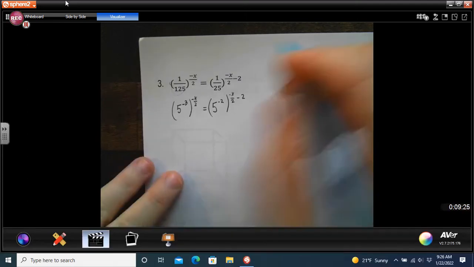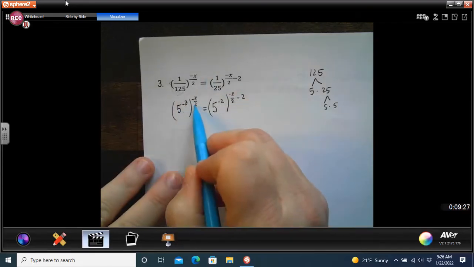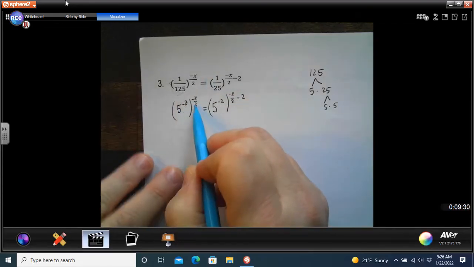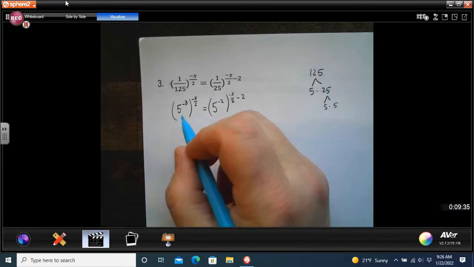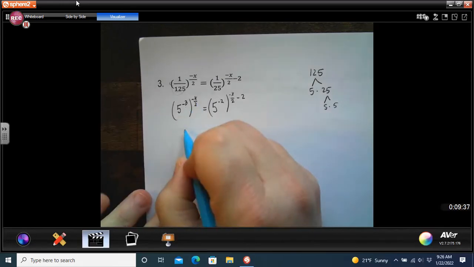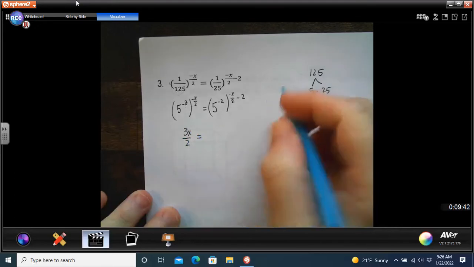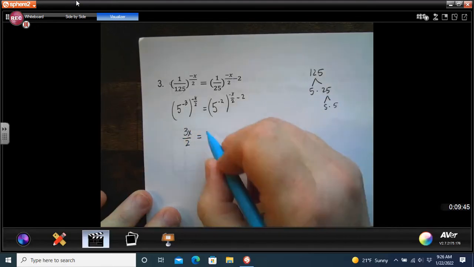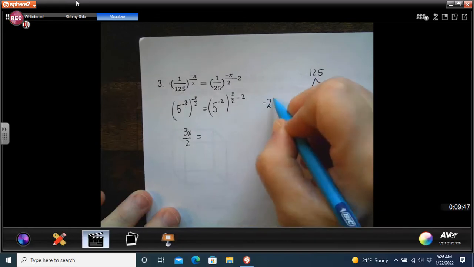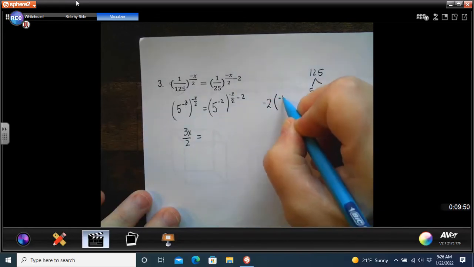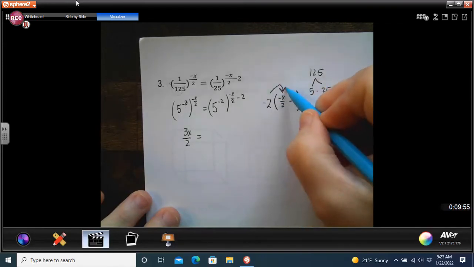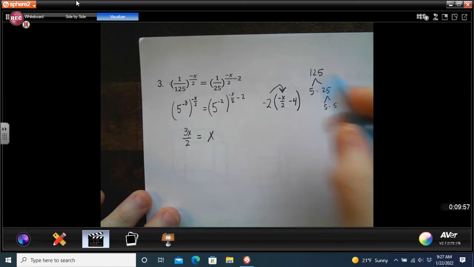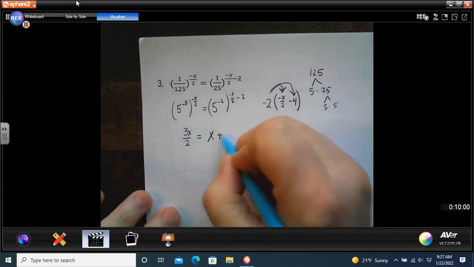So what I need to do now is, this is a power raised to a power, so I need to multiply those exponents. And this is why I wrote it as 5 to the negative 3, because when I multiply these, I'm going to get positive 3x over 2. And over here, I'm going to have negative 2 times the quantity minus x over 2 minus 4. And so when I distribute this, I'm going to get x and then plus 8.